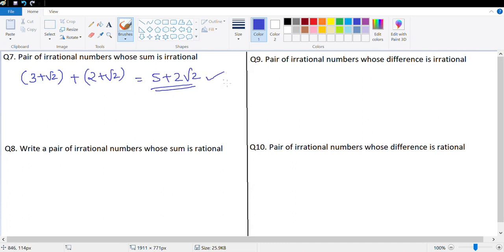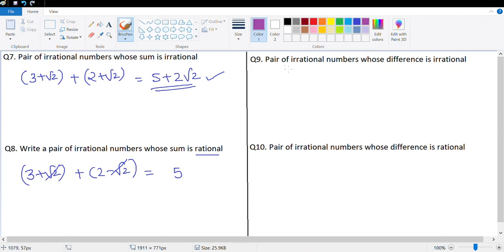Let's look at the question number 8, which says write a pair of irrational numbers whose sum is rational. So let's look at 3 plus root 2 as our first irrational number and 2 minus root 2 as our second irrational number. If we take the sum, it is 3 plus 2, which is 5, because negative root 2 and plus root 2 gets cancelled.